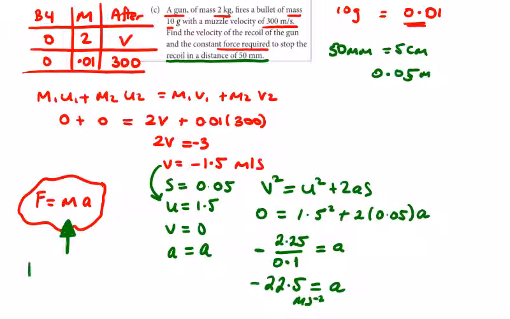So the force required to stop something of mass 2 with acceleration minus 22.5 would be 45. A force of 45 newtons is required to stop this gun going back further than 50 millimeters. And we can put minus in if you want, but we can put resistance force or force, and both are equally correct.